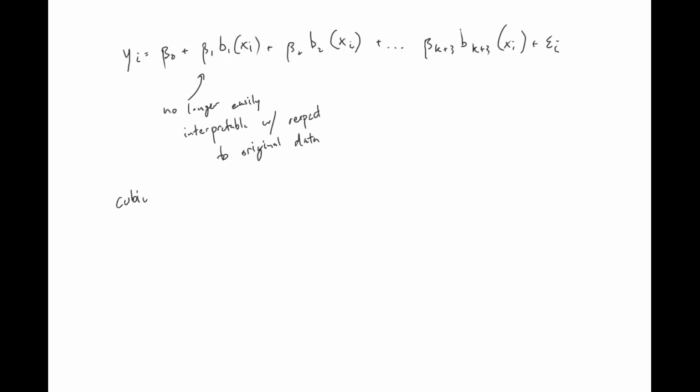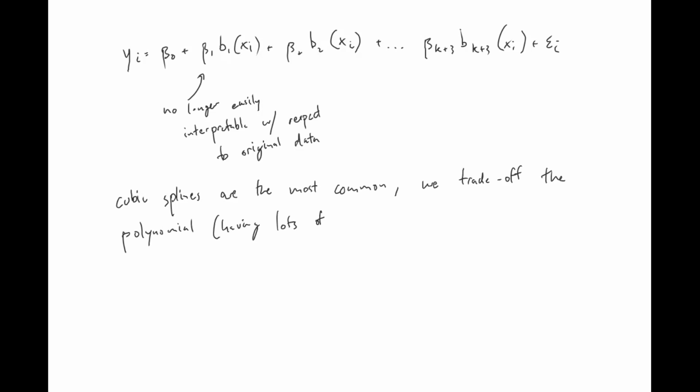So cubic splines are the most common. And we trade off the polynomial, in other words, having lots of x to the n terms, for knots.